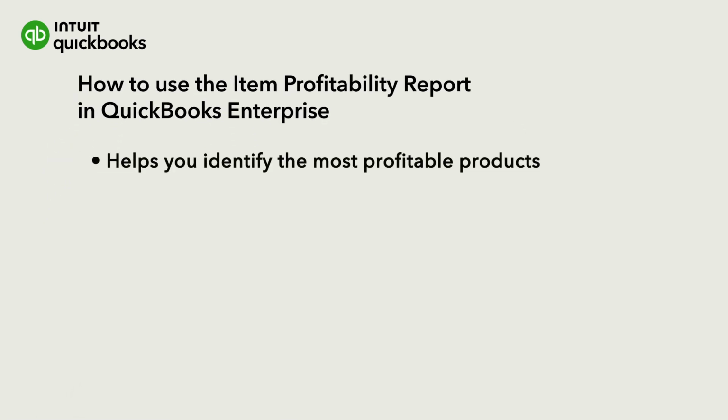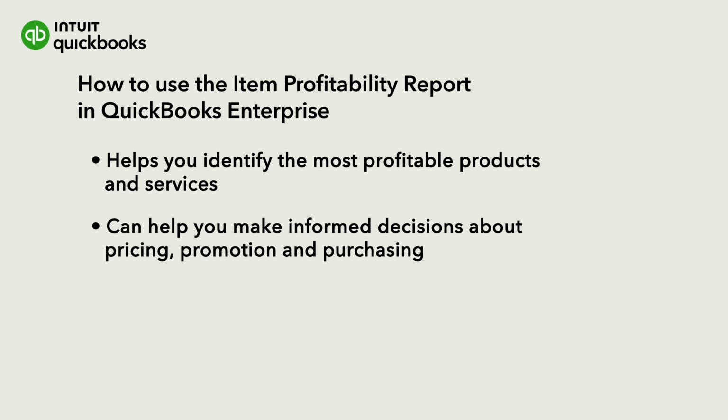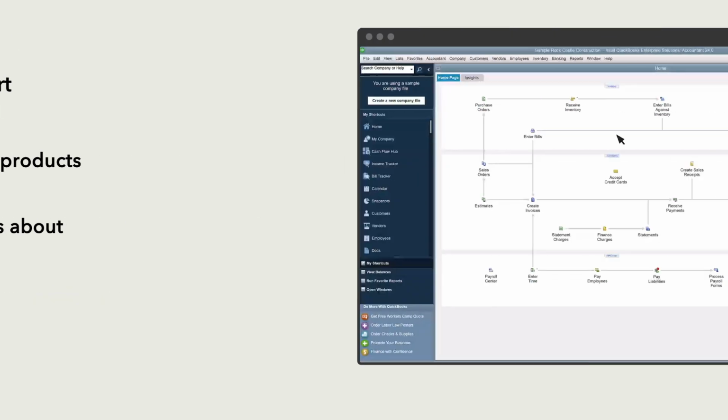QuickBooks Enterprise includes a report that helps you identify the most profitable products, services, and other items you sell. With the Item Profitability Report, QuickBooks can help you make informed decisions about pricing, promotion, and purchasing for anything you sell. Let's go over how to run and read the Item Profitability Report.